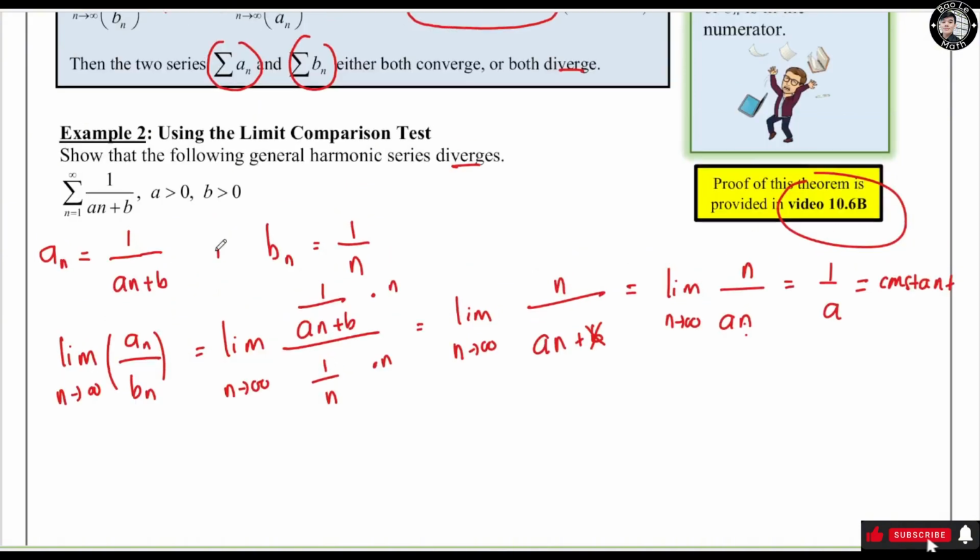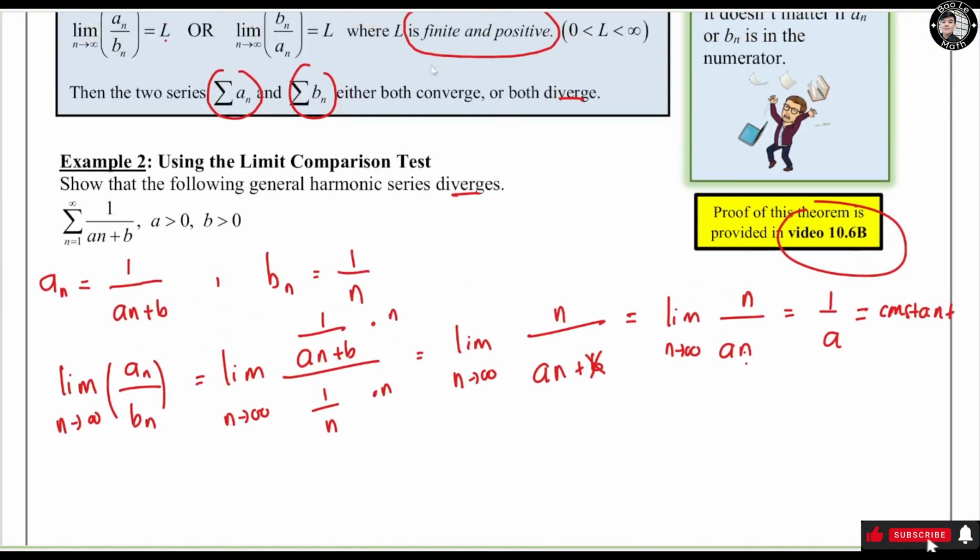Now we go back to the limit comparison test, the constant L right here, right? Now since this one right here is the harmonic series, and the harmonic series always diverges, so does this one, right?